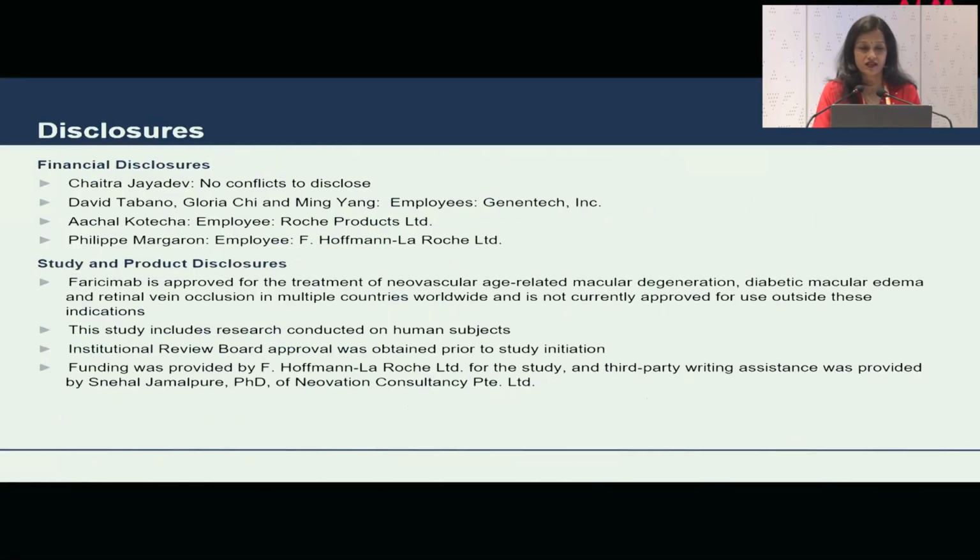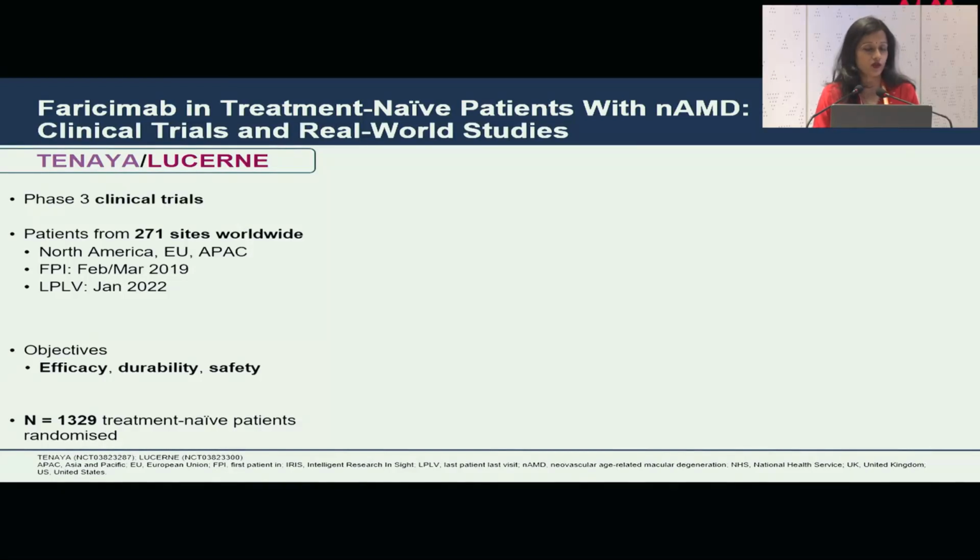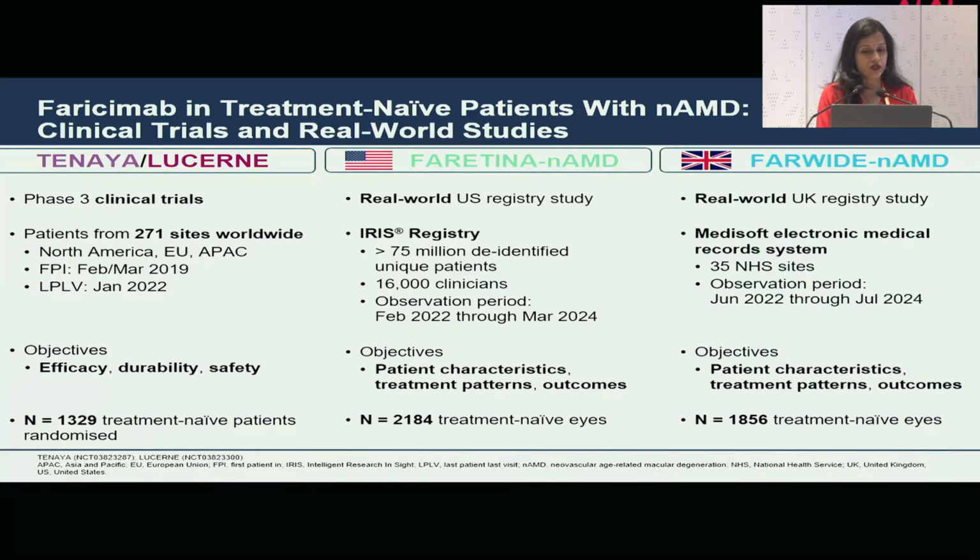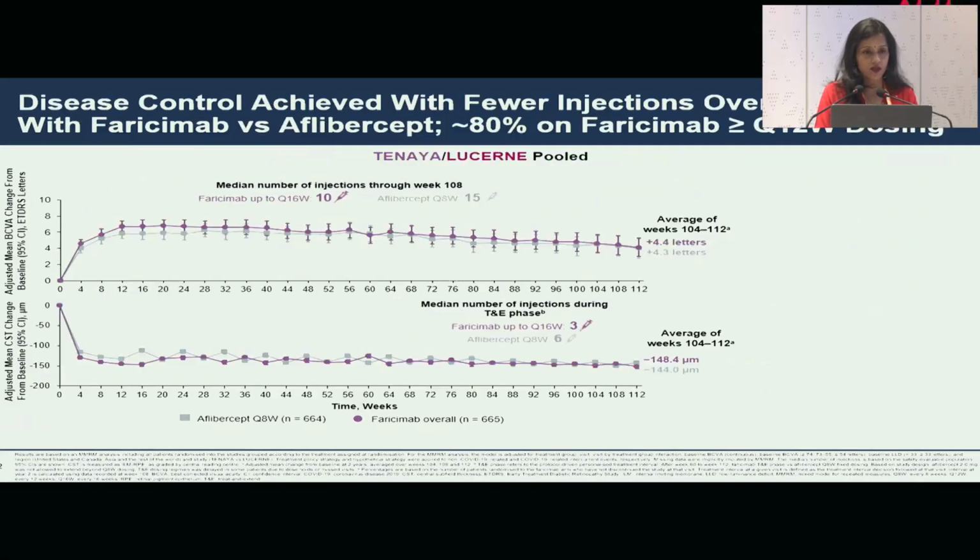These are our disclosures. You all know that Tenaya and Lucerne were global phase 3 randomized controlled trials that included 1,329 treatment-naive patients with AMD. Likewise, we have the FAR Retina and the FAR Wide, which are retrospective real-world studies. FAR Retina uses data from the IRIS registry, and FAR Wide uses it from the Medisoft EMR system. One is in the US and one is in the UK.